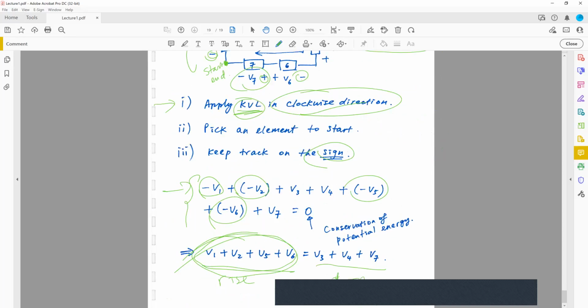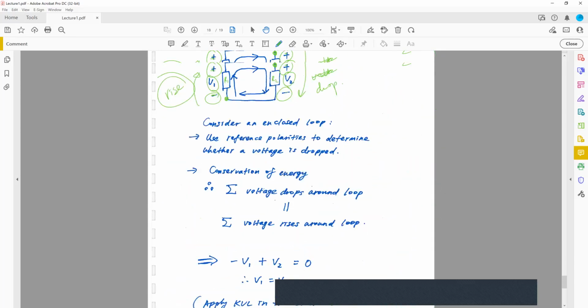So the one that is rising will be put on one side, and those that are dropping will be put on the other side, right? And you have to put an equal sign in between, so that you know that voltage rises will be balanced by voltage drops. Okay. All right.